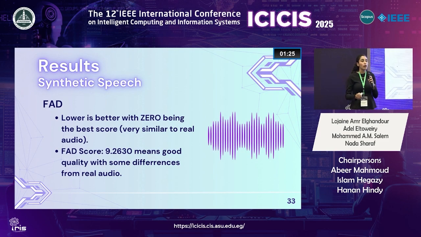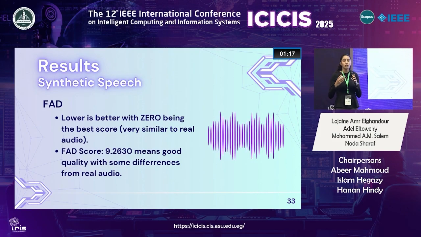For the FAD score, having a lower score closer to 0 means that the quality of the generated speech is better. And I had a 9.2 score, meaning that the quality of the generated speech was good. However, there were some differences from the real audio.